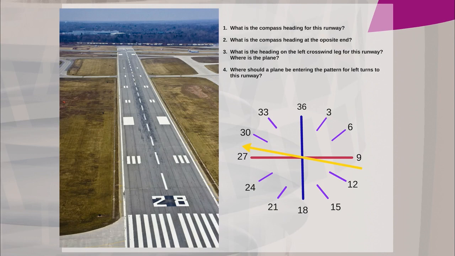Now, if you were making left turns, I'm going to put a teal colored arrow up here. That's a left turn. Doesn't matter if it's matched up to the end of the arrow or whatever. That would have been your crosswind leg.